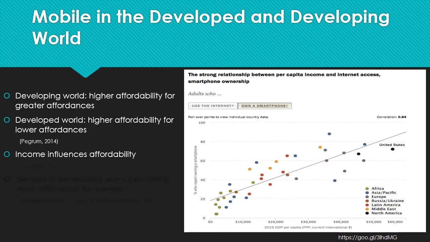This is highlighted in the graph showing the relationship between income and smartphone ownership. The graph also shows that those countries with smaller incomes and fewer smartphones per capita are generally countries of the developing world. The use of basic or feature phones in the developing world is more common as they have a higher affordability, however lower affordances. Feature phones only lend themselves to basic SMS messages, voice calling, and camera capabilities.